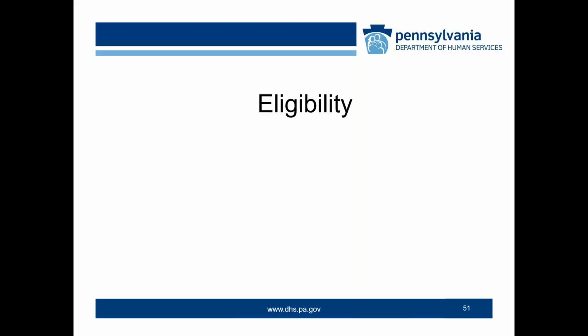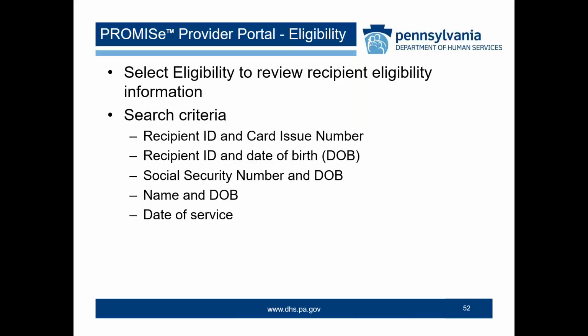Let's talk about checking eligibility of an MA recipient. In order to check eligibility of a MA recipient, you will need to have certain search criteria. And it is extremely important that you do check eligibility of the individuals to make sure that they are eligible for the services that you want to provide to them. You will need their recipient ID number, that is their 10-digit ID number, and their card issue number that does display on their access card.